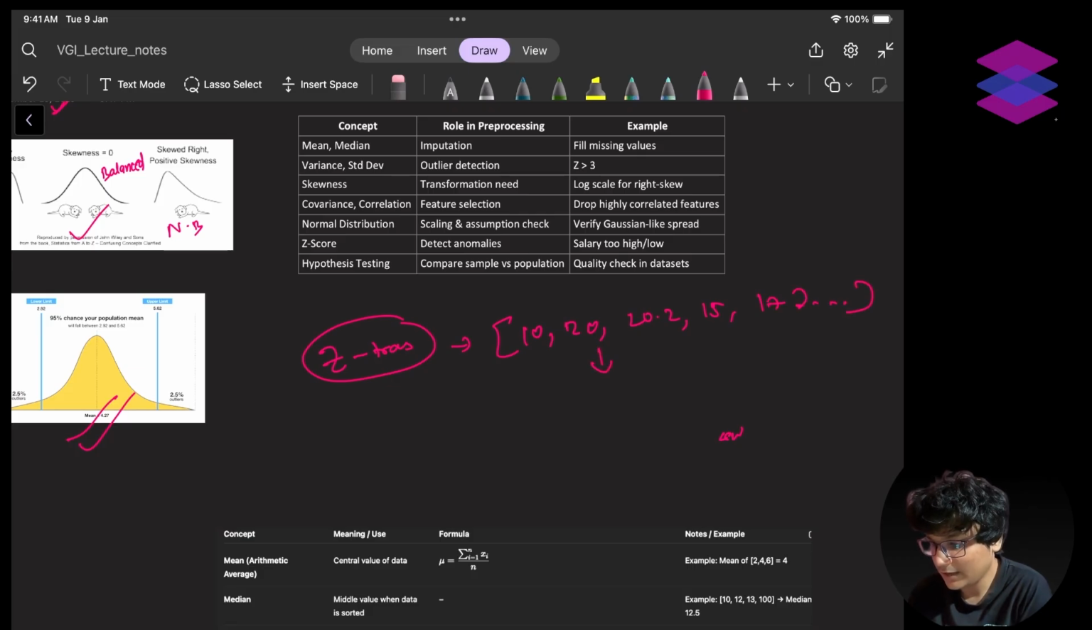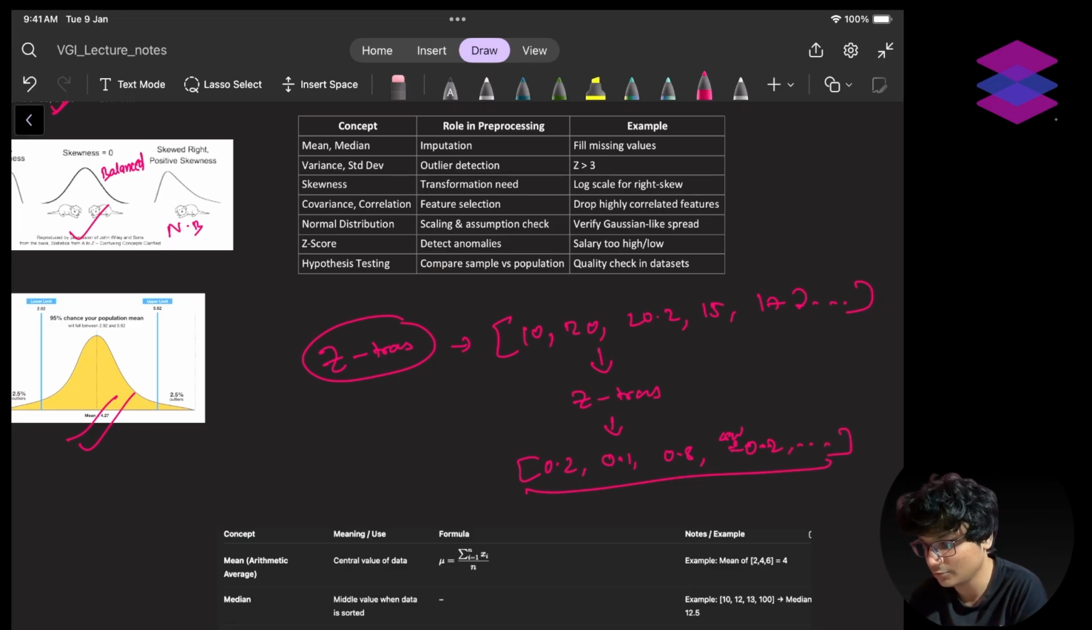So what I will do is pass it into the Z transformation method, and it will convert it into something like 0.2, 0.1, 0.8, minus 2, minus 0.2, something like this, okay. Once you have represented the data this way, the mean of this data would be 0. Earlier the mean may have been, let's say, 12, but now the mean is actually 0.